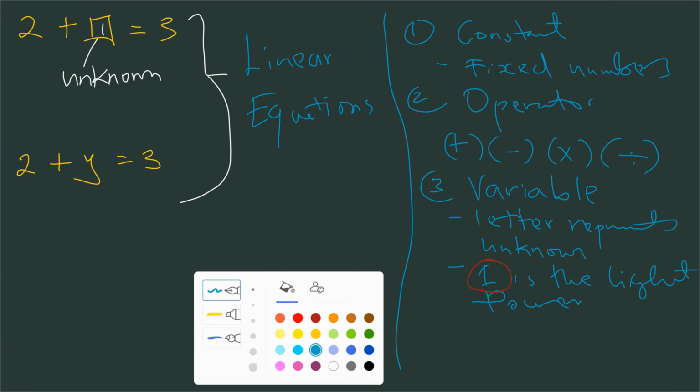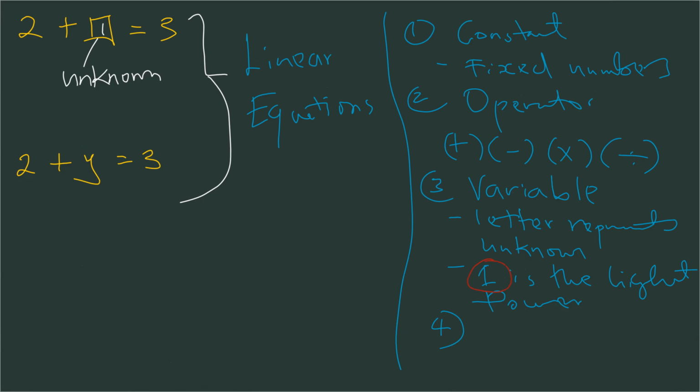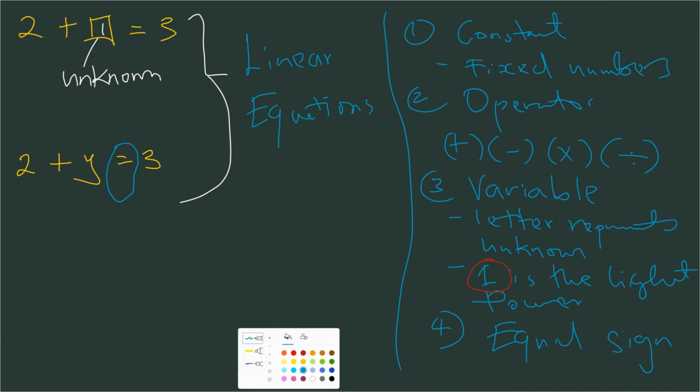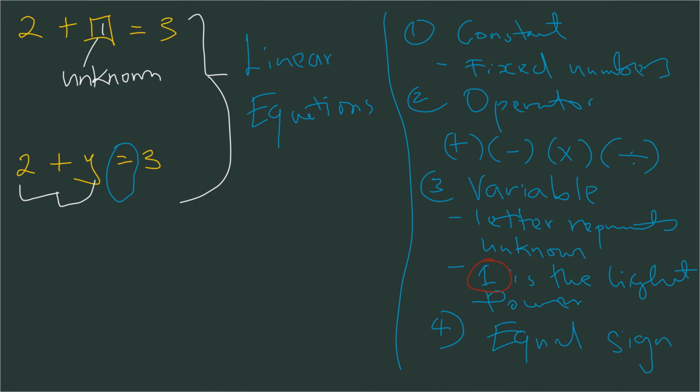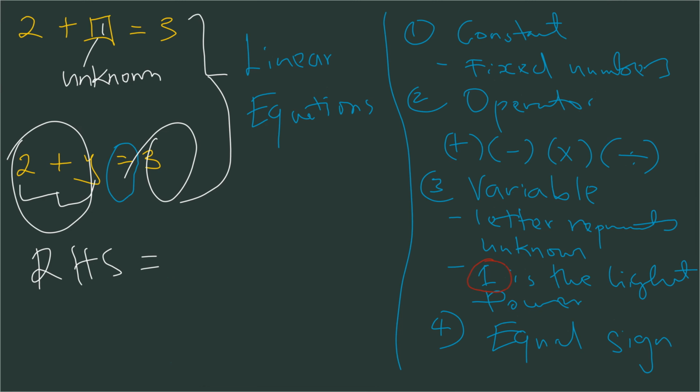And lastly, we have number 4, the equal sign. Linear equations have equal signs. This is our equal sign, and the equal sign shows us that everything on the right hand side should be equal to everything on the left hand side.